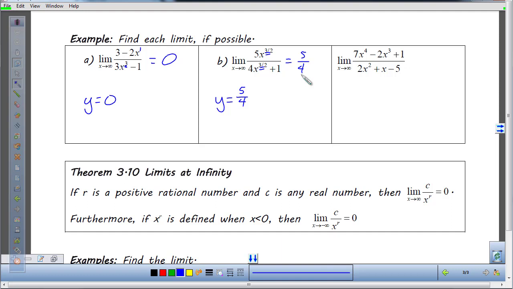All right, and then finally, here we have one where the degree of our numerator is 4, the degree of our denominator is 2. So since the degree of our numerator is greater than the degree of our denominator, there is no horizontal asymptote. So I would say that this limit does not exist.